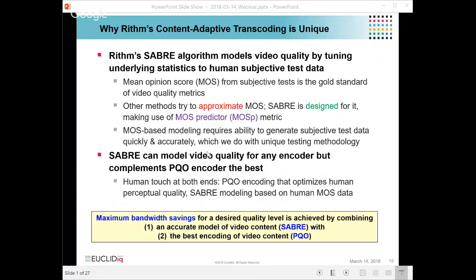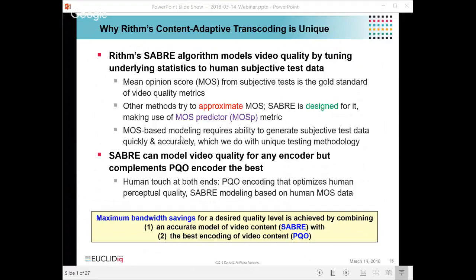It's important to note that MOS-based modeling requires the ability to generate subjective test data quickly and accurately, which is why most people avoid it, since subjective tests are usually slow and expensive to conduct. However, we've worked hard to develop a unique subjective test methodology that does generate subjective test data quickly and accurately, and this is what enables us to employ MOS-based modeling within Sabre.